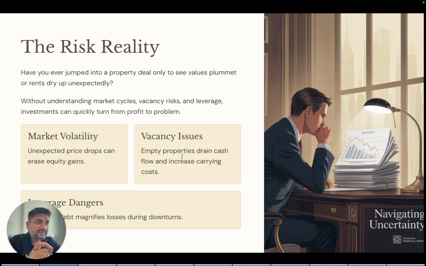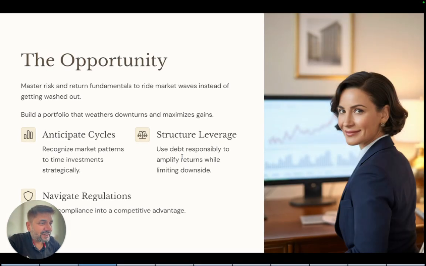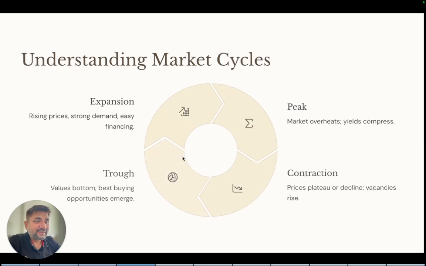But when you master risk and return fundamentals, anticipating boom and bust cycles, structuring leverage responsibly, and navigating regulations, you will ride the waves instead of getting washed out. You will build a portfolio that weathers downturns and maximizes gain. So let's go through a step by step understanding of market cycles.